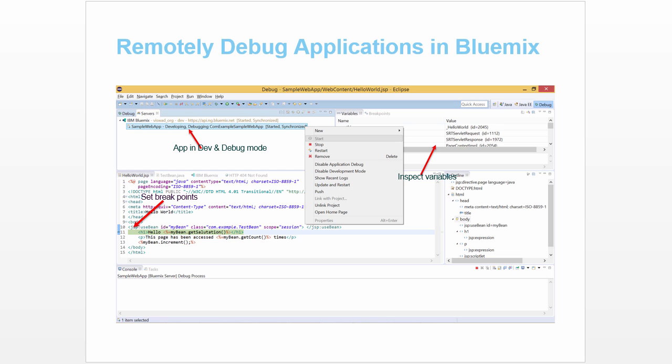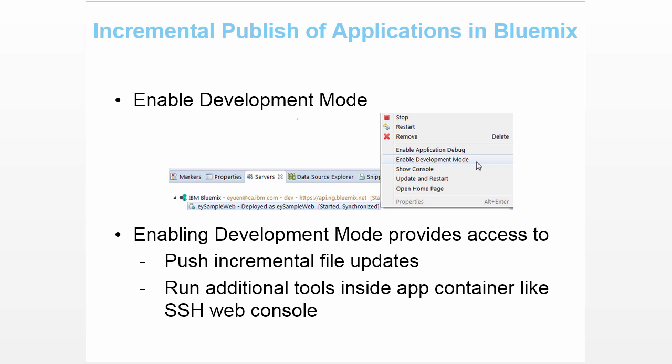You can disable application debug mode while keeping the development mode to incrementally publish application changes to Bluemix without redeploying the app. Earlier, one had to deploy the entire application for a simple change in the app. With incremental publish support, you can publish only the changed files to Bluemix, and the changes will take place immediately without a redeploy of the entire application.